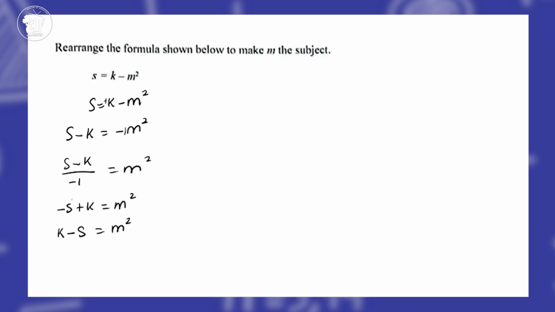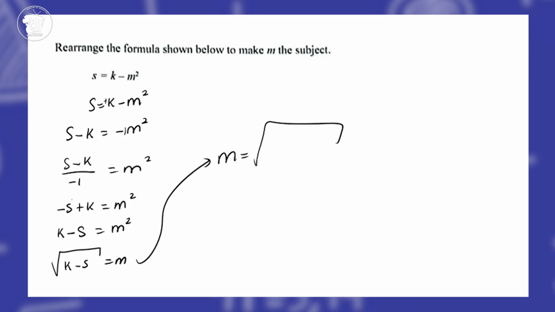Because you don't want to start off with a negative. If we can shift it around and put it in between, that will look better and more presentable mathematically. So let's go to the last step now. We take over the square, and when we take over the square, it becomes the square root. So we'll have the square root of k minus s is equal to m. So we can say m is equal to the square root of k minus s. And that is how you make m the subject of the formula.